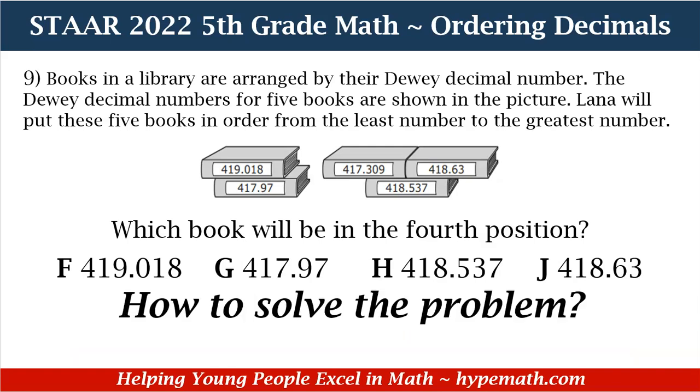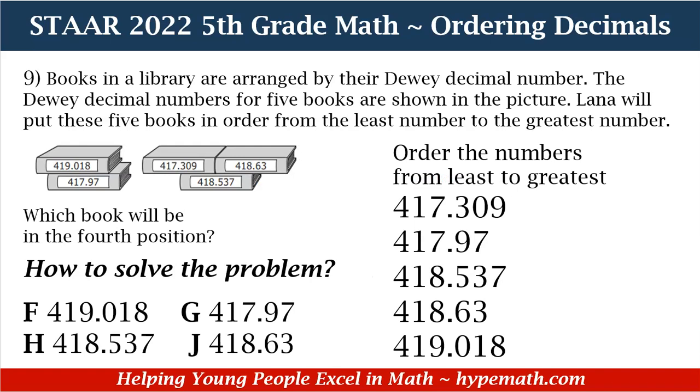How do we solve this problem? Well, in order to do that, we need to line up our numbers and compare and order them. So all of our numbers are lined up, and we have 417.309. That's our first number. That's the smallest, okay?